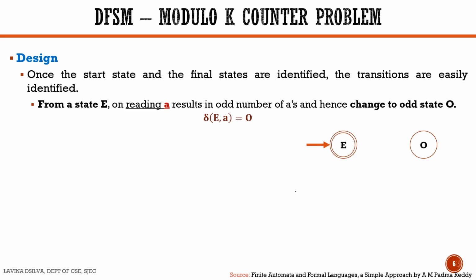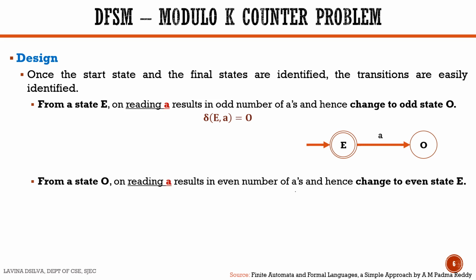So we know that there were two states. State E was our start state as well as the final state, and we read only one symbol on this, the first A. So when we read the first A, it goes to the odd state. Now from state O, in case we read another A, then it will result in an even number of A's. So we have to change the state from O to E. Therefore, on state O, that is an odd state, if we read A as the input, then we go to the even state. This was our first single input transition.